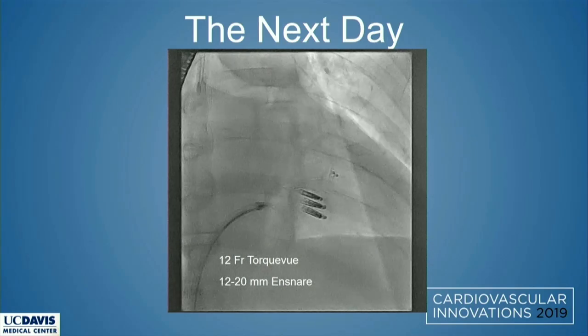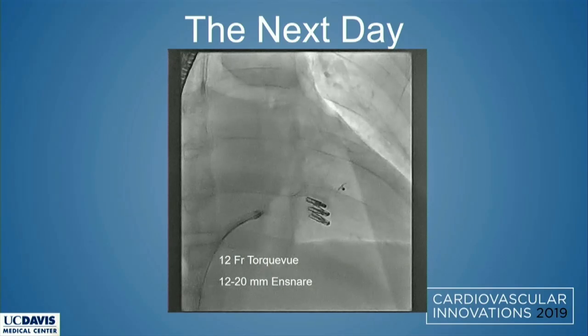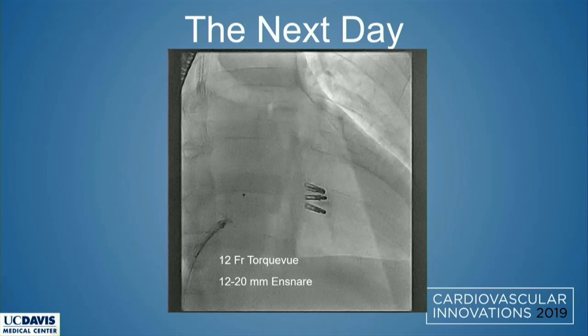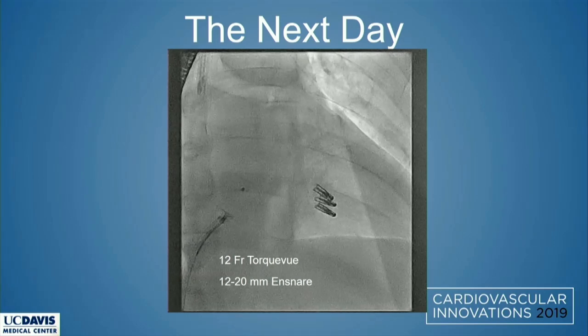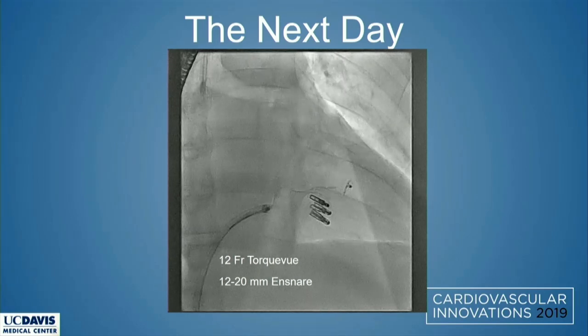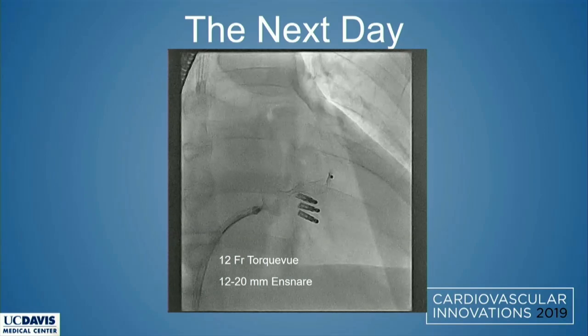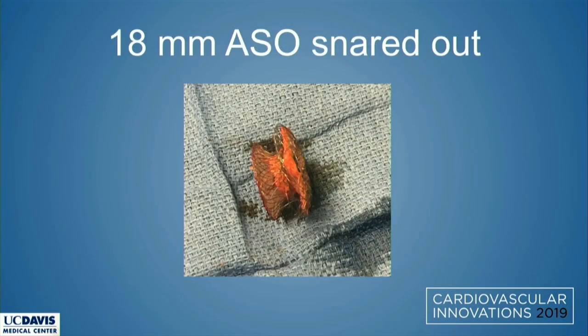That same next day, we ended up snaring it, and you can see how deformed that ventricular side of that septal occluder is, and we were able to easily snare it out and extract it from the body. And again, it was a very shredded-looking device. It didn't do well at all.